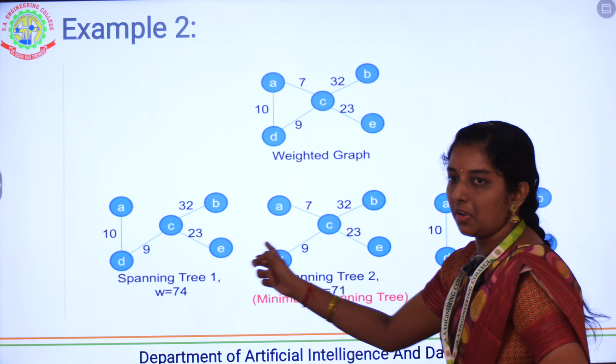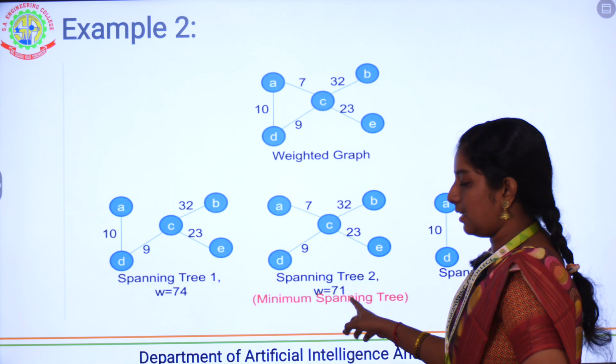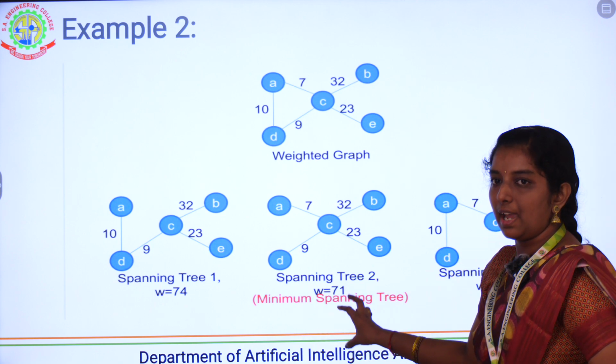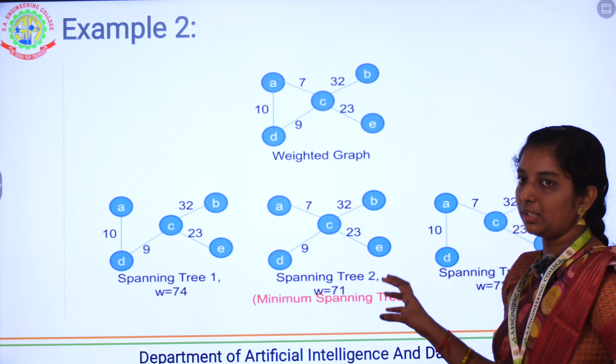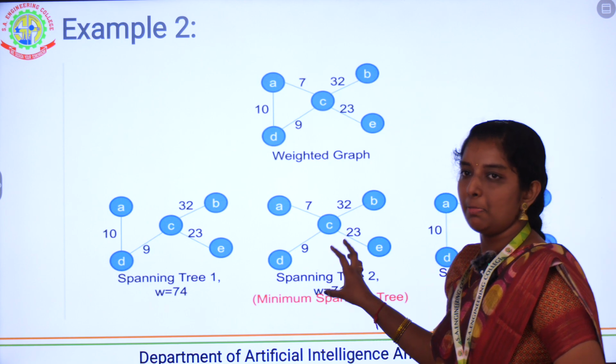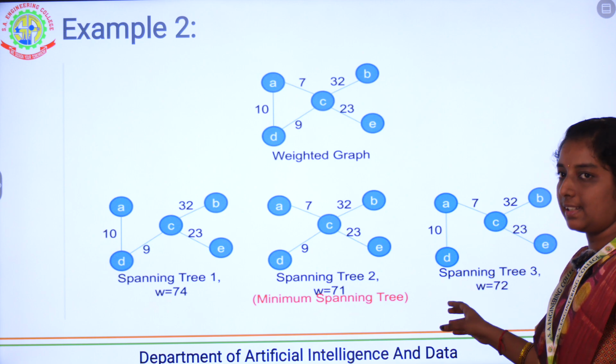Comparing all the possibilities, the second one is the minimum spanning tree answer. So they get the value for W equal to 71. The second way is the right one for the minimum spanning tree for the undirected graph.